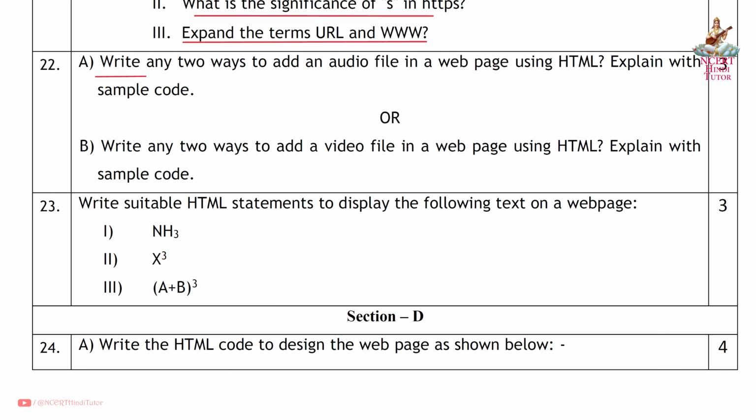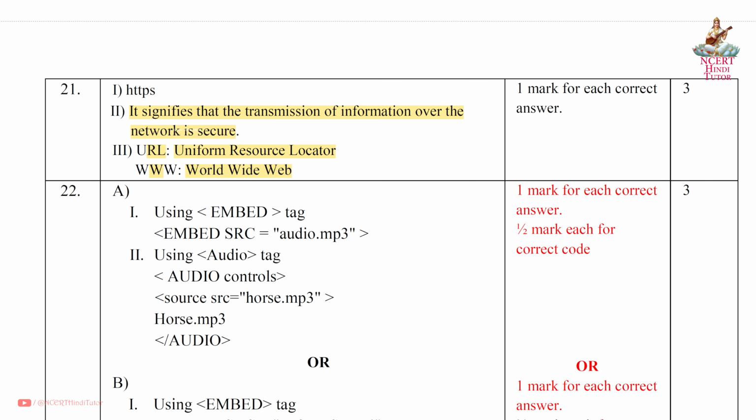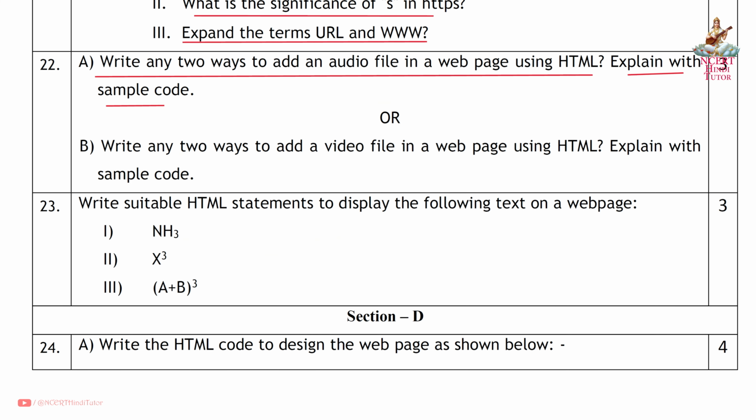Question 22. Write any two ways to add an audio file in a web page using HTML. Explain with sample code. Answer: First is using the embed tag, embed src audio.mp3. Second, using the audio tag, audio controls, source src is equal to horse.mp3, /audio.